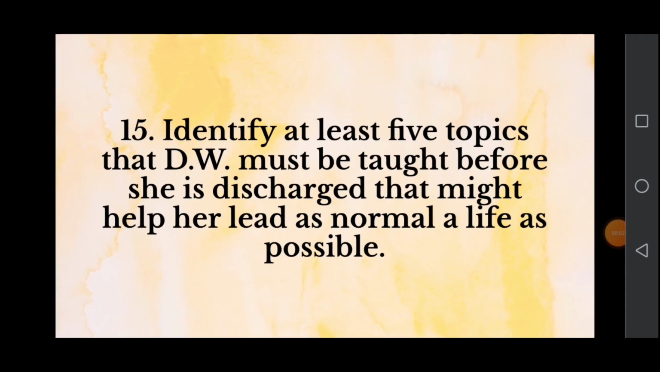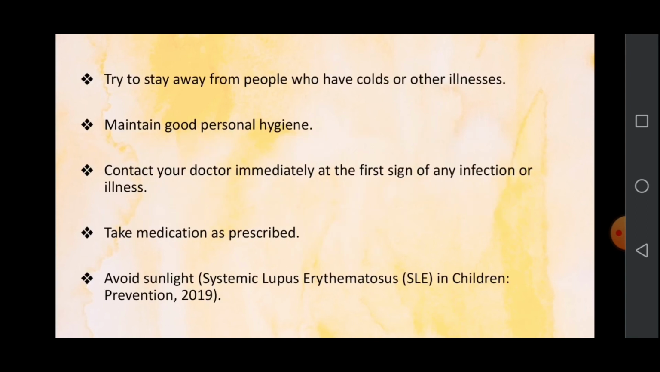Question 15. Five topics that DW must be taught before she is discharged. First, try to stay away from people who have colds or other illness, as her immune system is deficient and she might be easily infected. Second, she has to maintain good personal hygiene. Third, contact the doctor immediately at the first sign of any infection or illness. Fourth, take medication as prescribed. And lastly, avoid sunlight as it may trigger rashes.